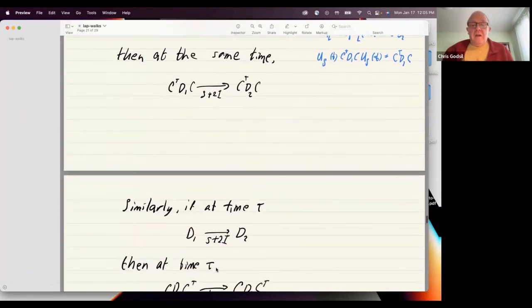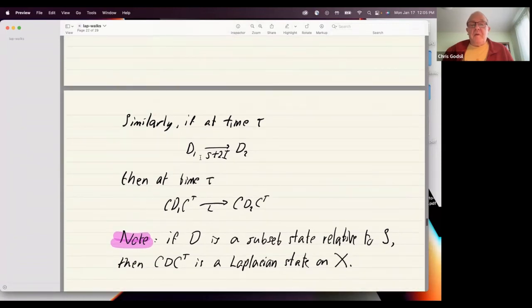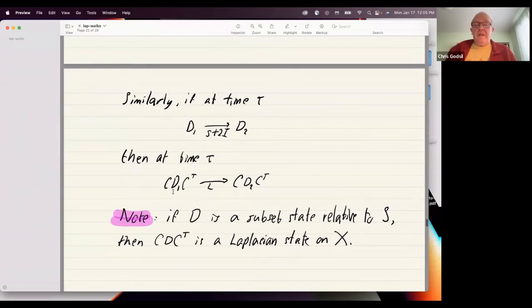Okay, now conversely, if we get transfer between states relative to S plus 2I as a Hamiltonian, then at the same time we get transfer between these states. Now, to give an interesting example here, S plus 2I is just a weighted adjacency matrix of a graph. And traditionally, when you're working with continuous walks on graphs, we just use vertex states. So there's no reason not to take D1 and D2 to be vertex states. But then what do these correspond to?